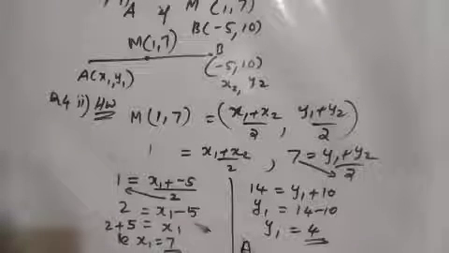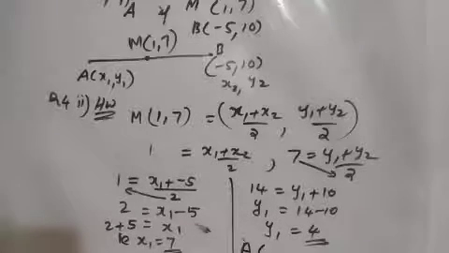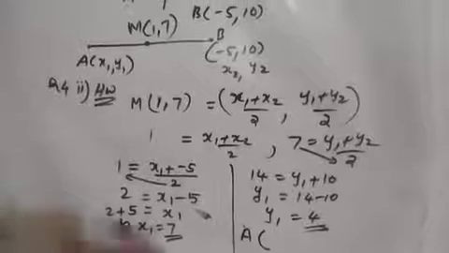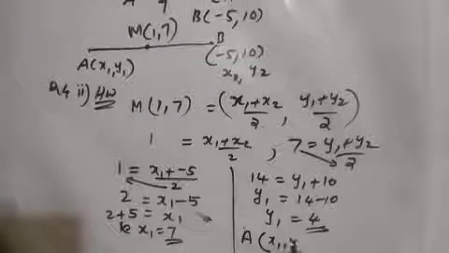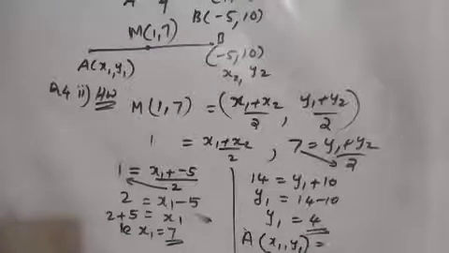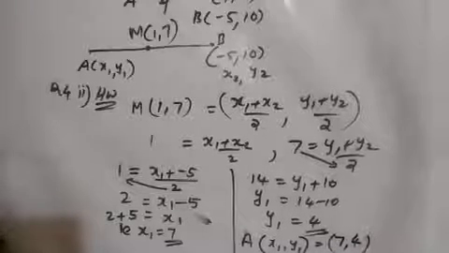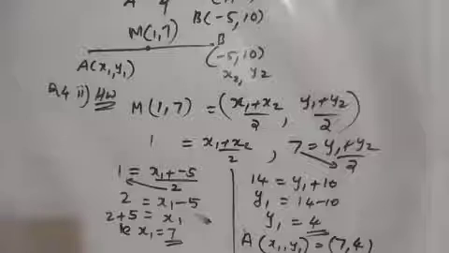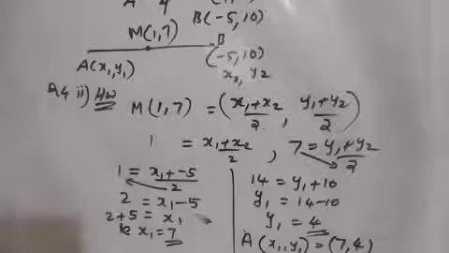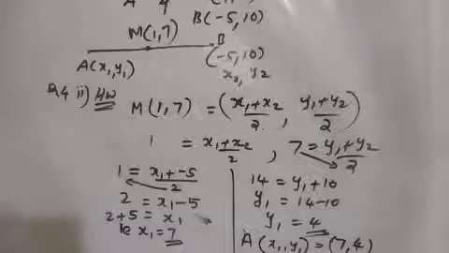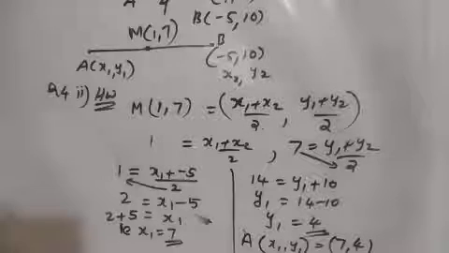So can you say what is the coordinate of A? Yes. Therefore A is (x1, y1). Write as a coordinate. That is (7, 4). Understood this problem? Same midpoint formula, just equate to find the unknown value. Now let us solve the 7th problem.